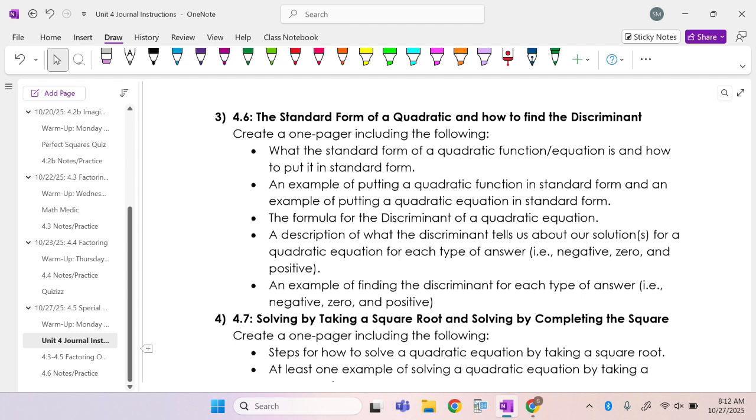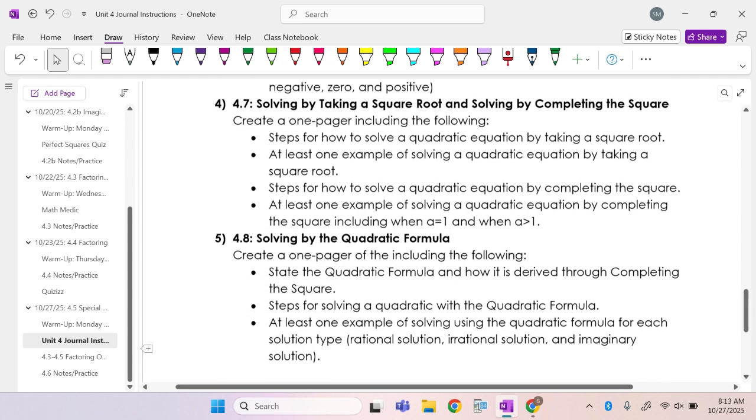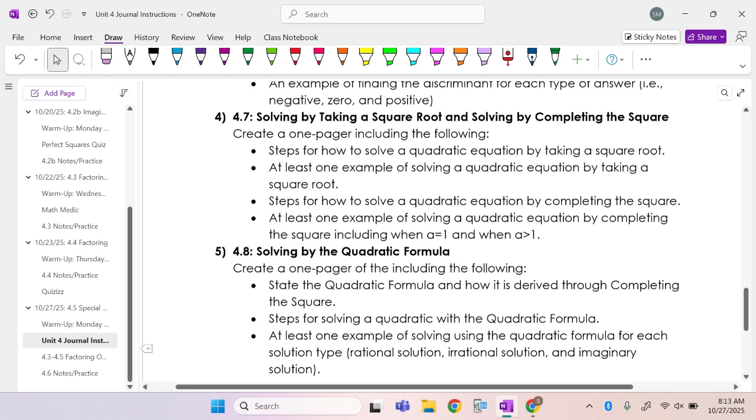Then you're going to have the formula for the discriminant. So we're going to learn that today. A description of what the discriminant tells us about the solutions. Again, we're going to talk about that today. And an example of finding the discriminant for each type of answer. And then the other two, you can read those on your own, but those will cover the other lessons that we're going through this week.